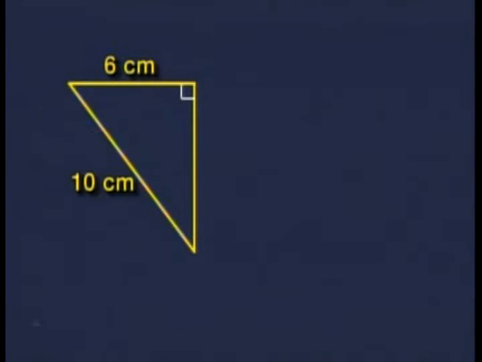Here's another example. In this triangle, we know the length of the hypotenuse and one of the legs. What's the length of the other leg? We'll use the Pythagorean theorem again. Substitute 6 for A and 10 for C.